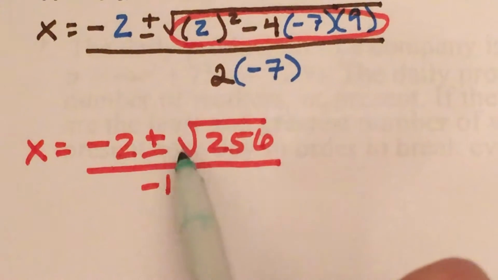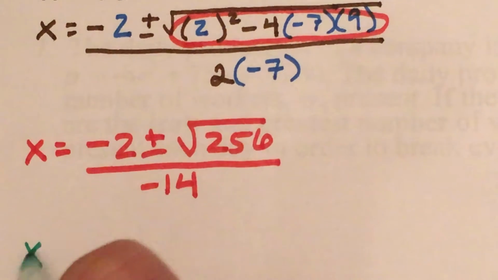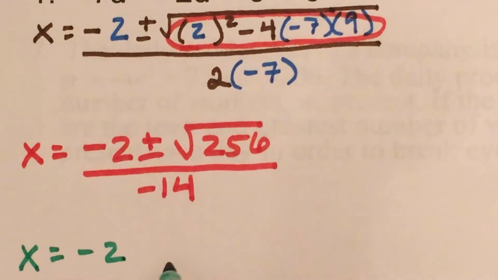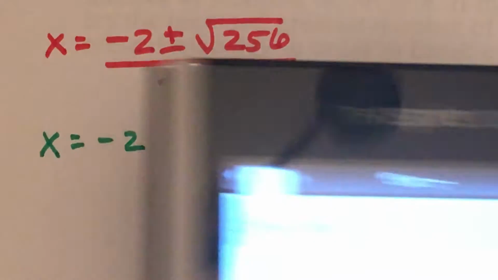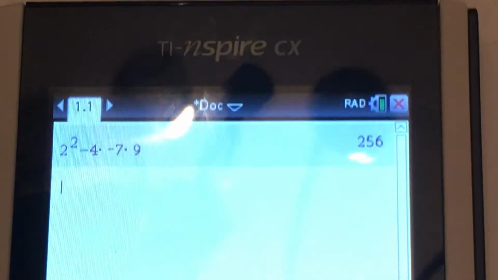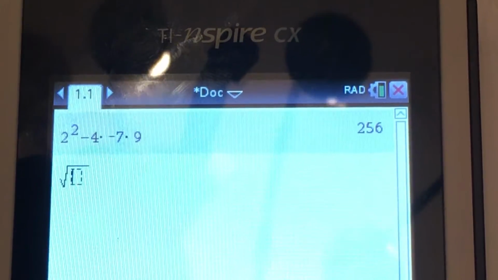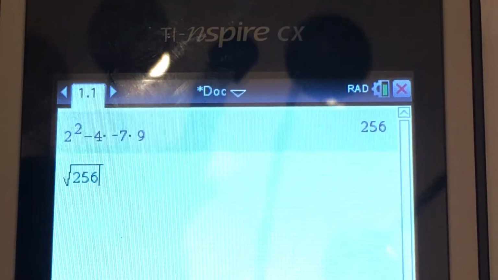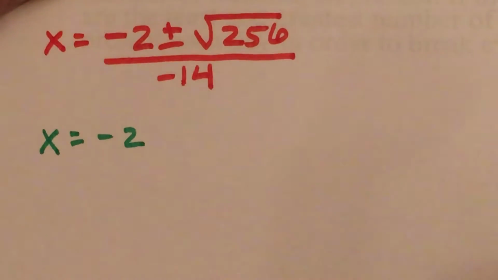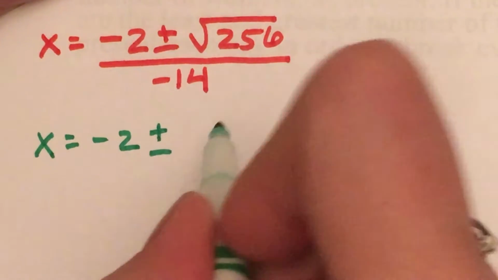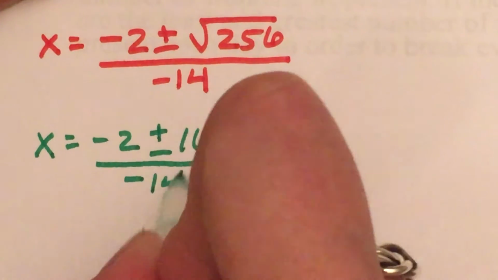So now we're going to address this square root. The reason we didn't before is because it's going to be important for something else that we do later on in the lesson. So back to your calculator, the square root, control x squared, 256, 16, that sure was nice, 16. So plus and minus 16 all over -14.